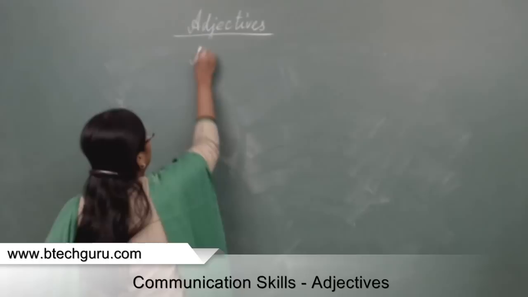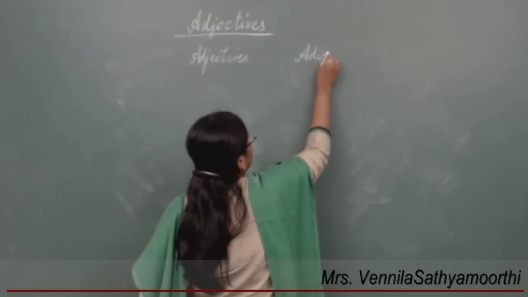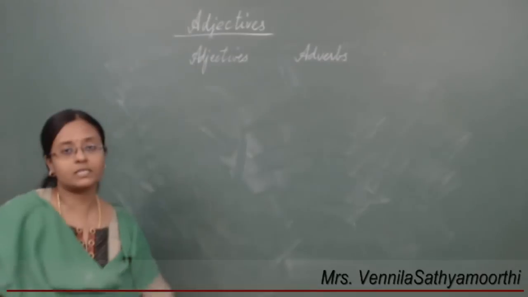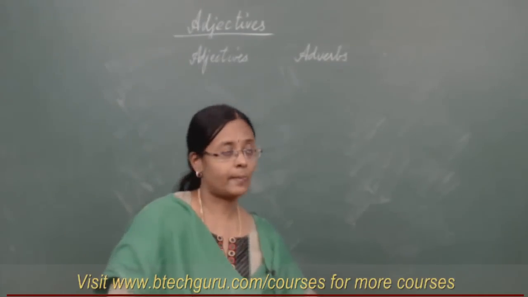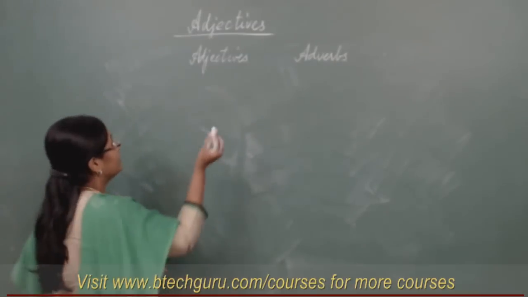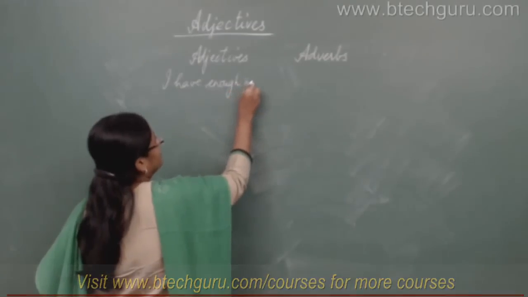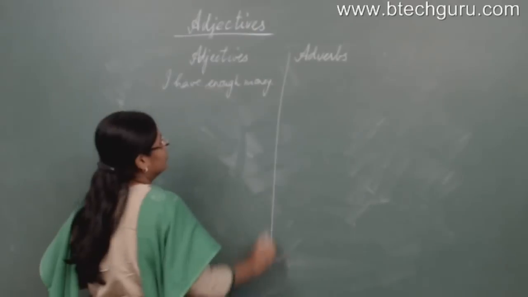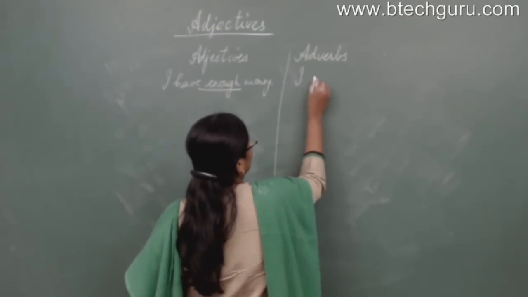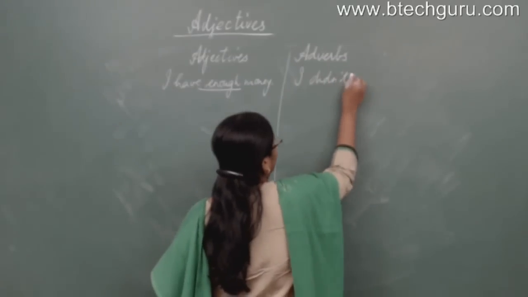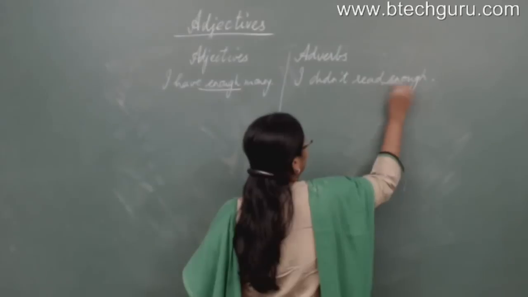And there are some words which can be used as both. In the last class, we saw how a same word can be used as different parts of speech. Now here we see a list of adjectives which can also function as adverbs. Like one example we discussed already, which is enough. I have enough money. Here is an adjective. How can you use it as an adverb? I didn't read enough. Here is an adverb because it talks about the verb.